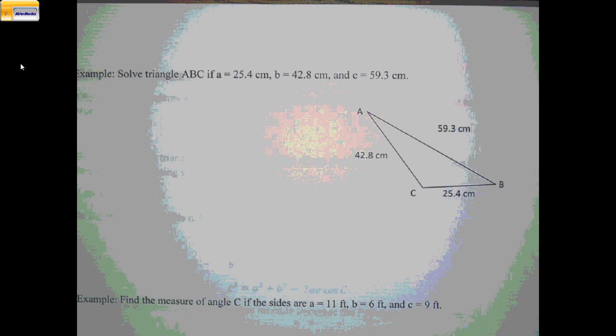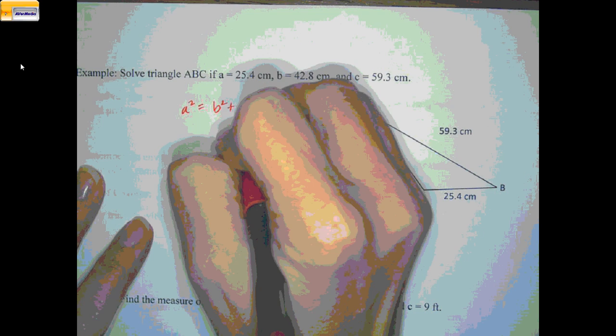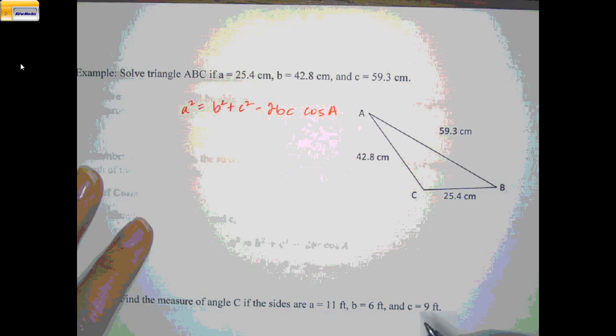It doesn't really matter. You're given 3 sides, and you're going to eventually have to find all 3 angles, so just pick one. We'll just do the top one. A squared equals, here, I'll write it up here, because this is our notes. B squared plus C squared minus 2 times BC cosine of A. I'm just going to fill in the blanks.